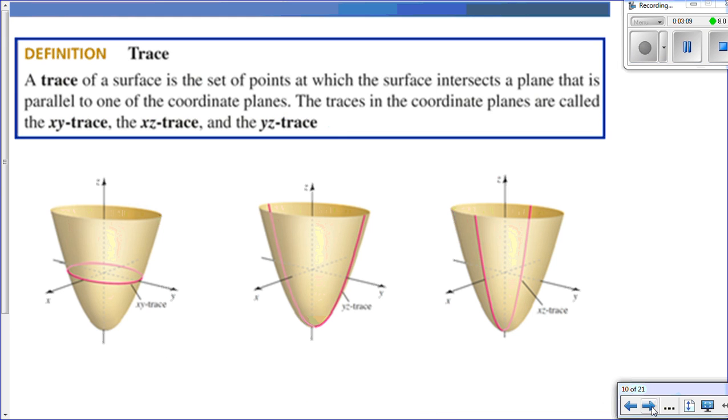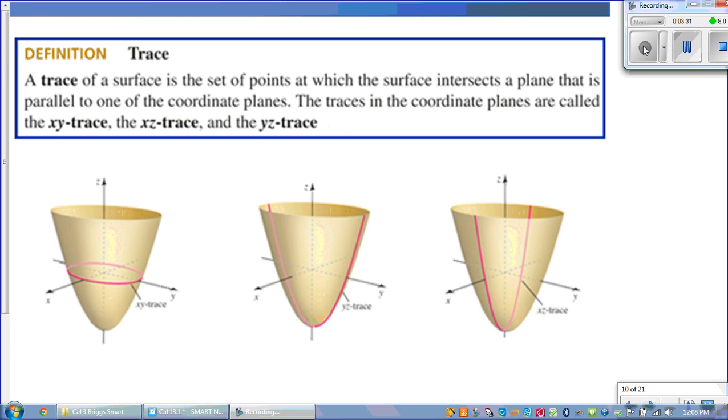So now to recognize that, look for one of the variables being missing. The missing variable can have any possible value. So graph it in the plane consisting of the other two variables, and then let the missing variable assume every possible value. Now to help us visualize what these graphs of the surfaces look like, we'll introduce the idea of a trace.